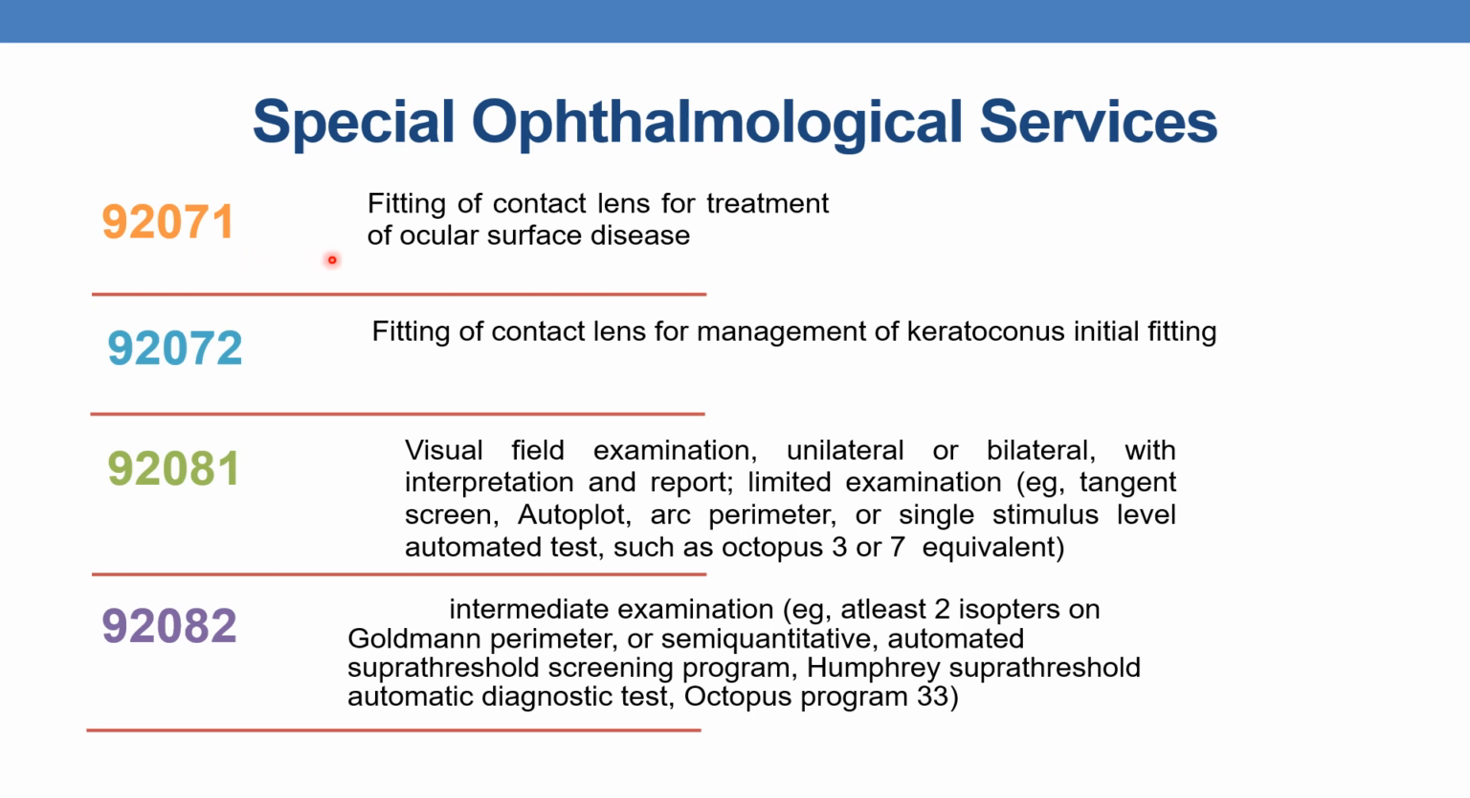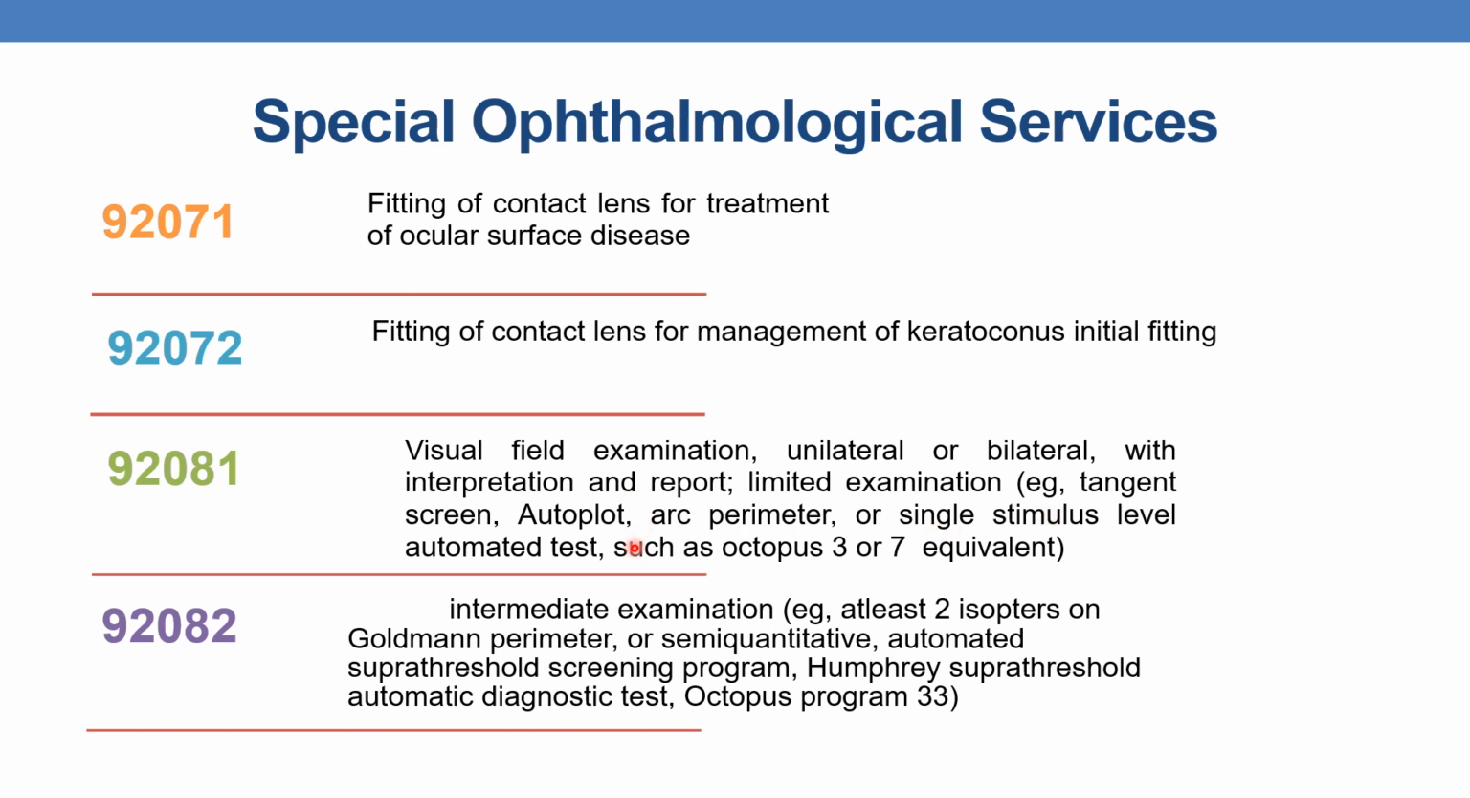The next is 92071, fitting of contact lens for treatment of ocular surface disease. The next is 92072, fitting of contact lens for management of keratoconus, initial fitting. For the treatment of ocular surface disease, whenever we fit the contact lens, you need to report the code 92071. And whenever fitting of contact lens is done for the management of keratoconus, initial fitting, we need to report 92072. The next is 92081, visual field examination, unilateral or bilateral with interpretation and report, limited examination.